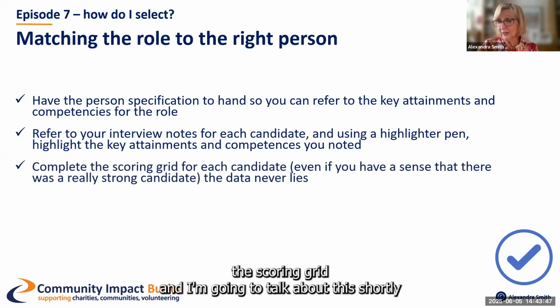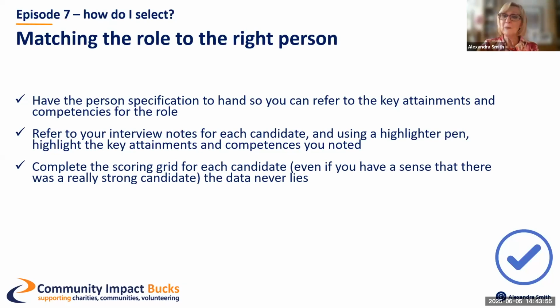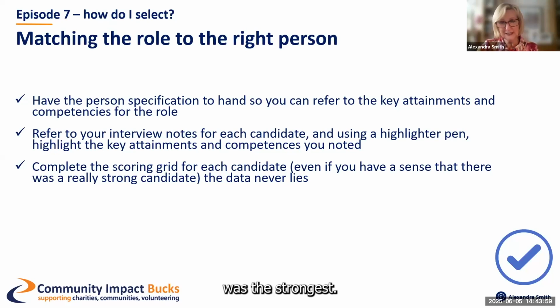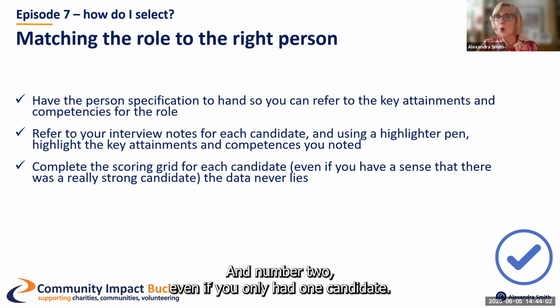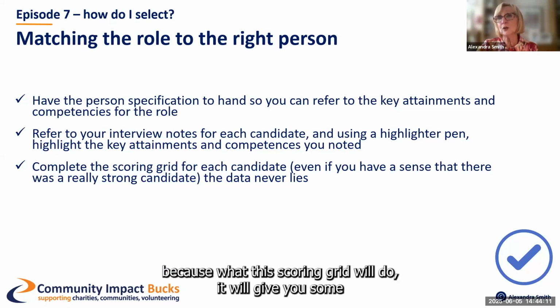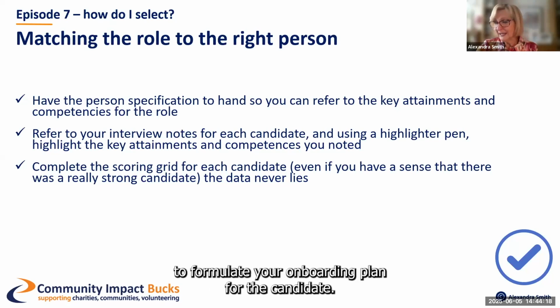And then you complete the scoring grid, and I'm going to talk about this shortly. And there is one in your resource pack. And even if you, number one, even if you have a sense of which candidate was the strongest, and number two, even if you only had one candidate, it's really important to go through the protocol of using the scoring grid, because what the scoring grid will do, it will give you some objective information that will then help you to formulate your onboarding plan for the candidate.